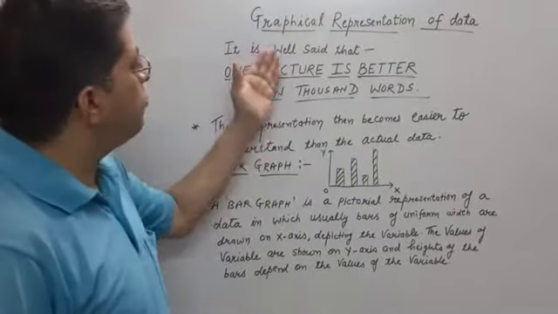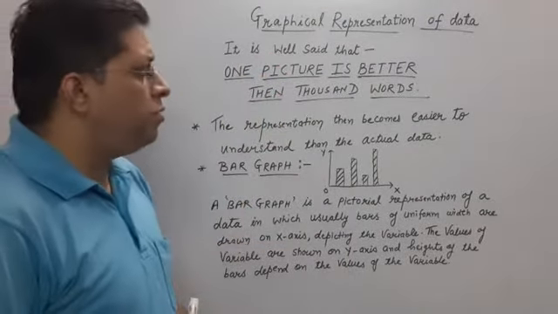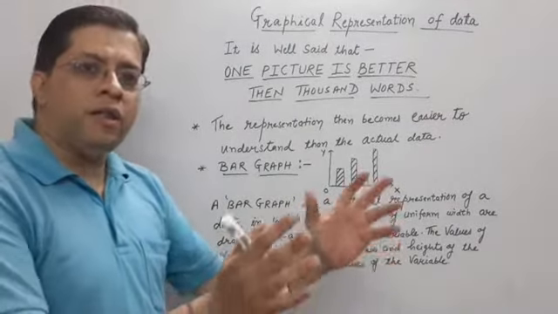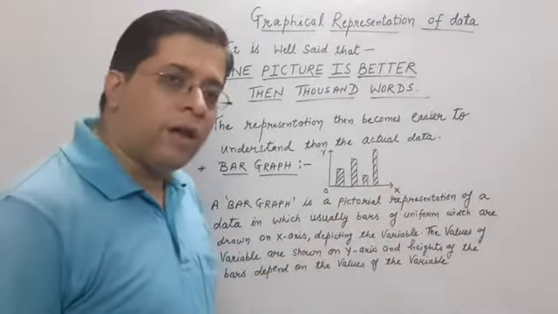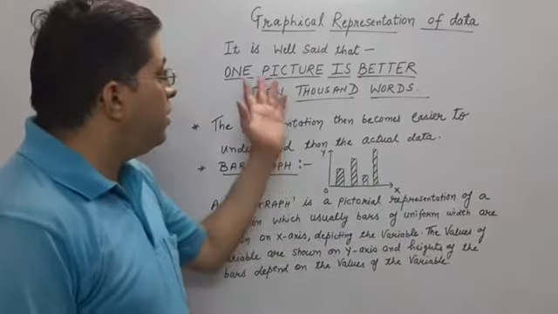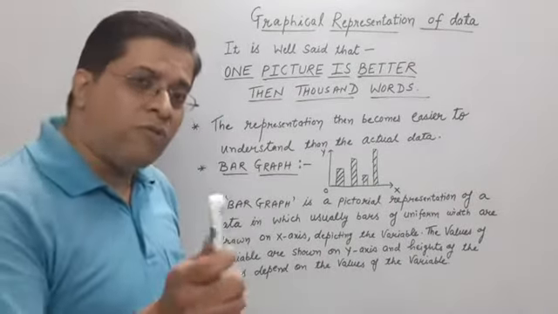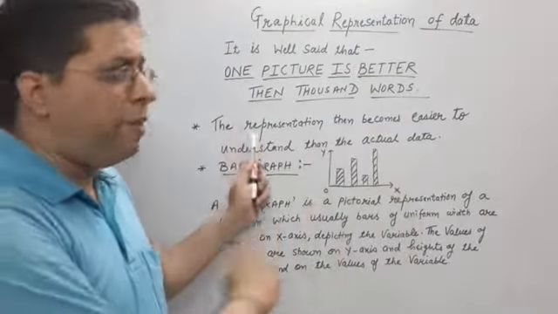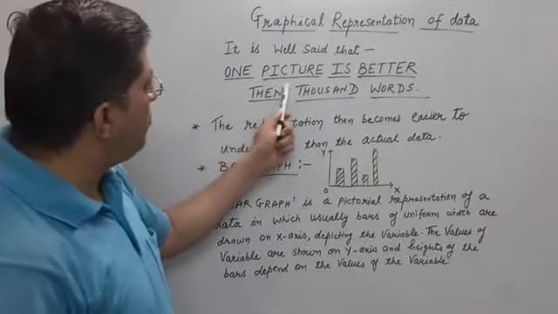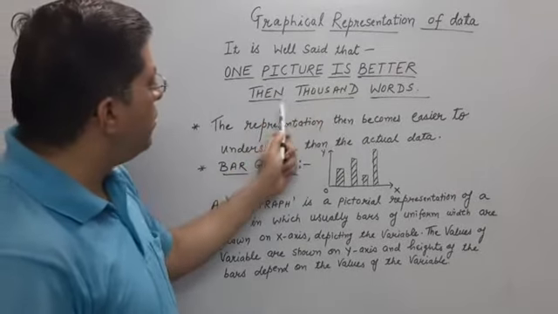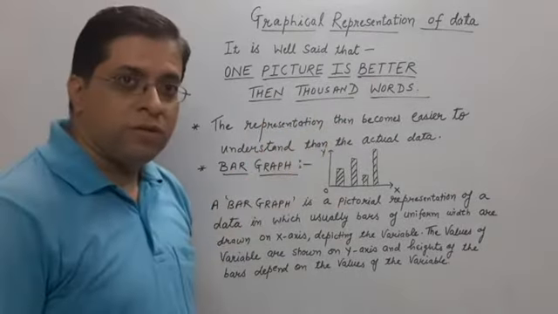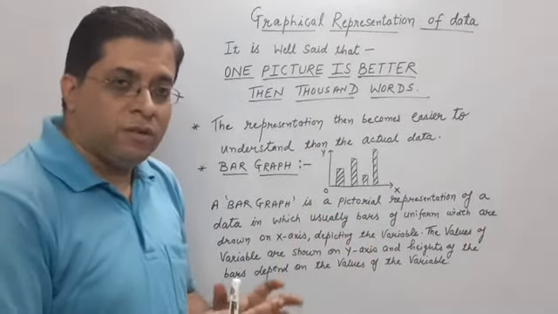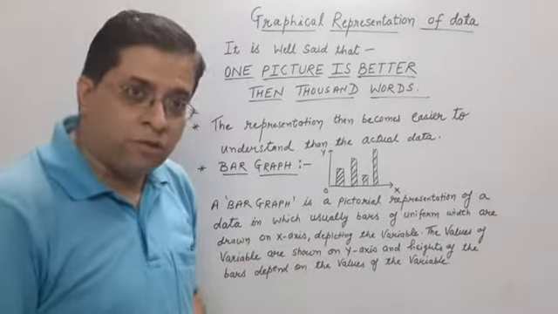Today I am going to explain graphical representation of data. What is the meaning? If we represent the data in graphical form, that is called graphical representation of data. It is very well said, no? See what is written here. One beautiful statement is written: one picture is better than 1,000 words. If you show one picture, then you can easily understand what that picture is going to say.